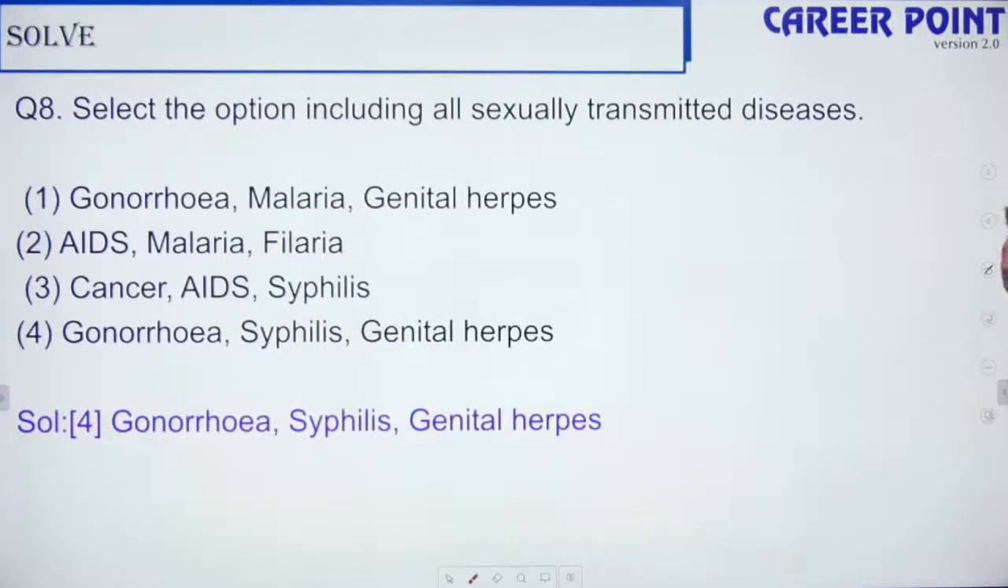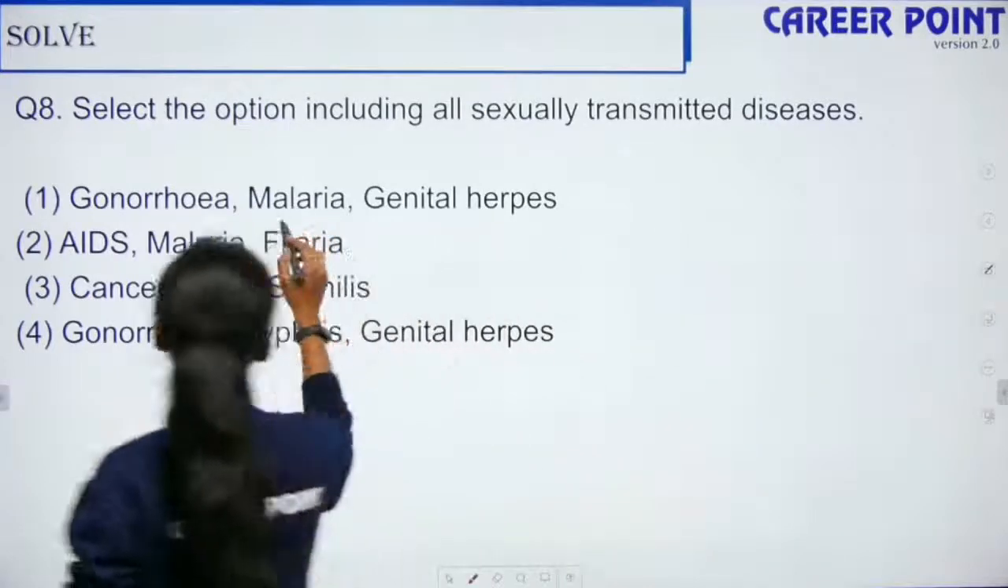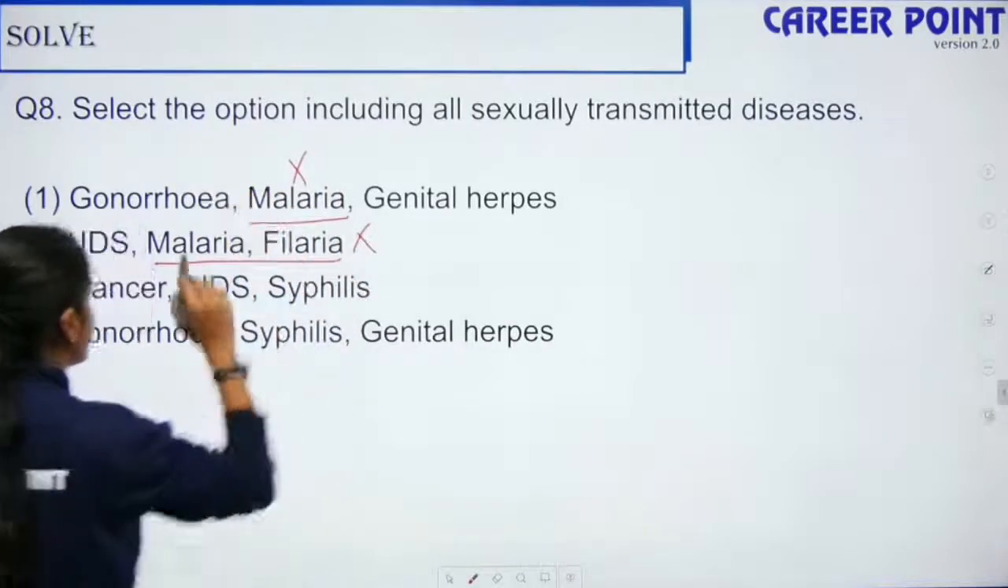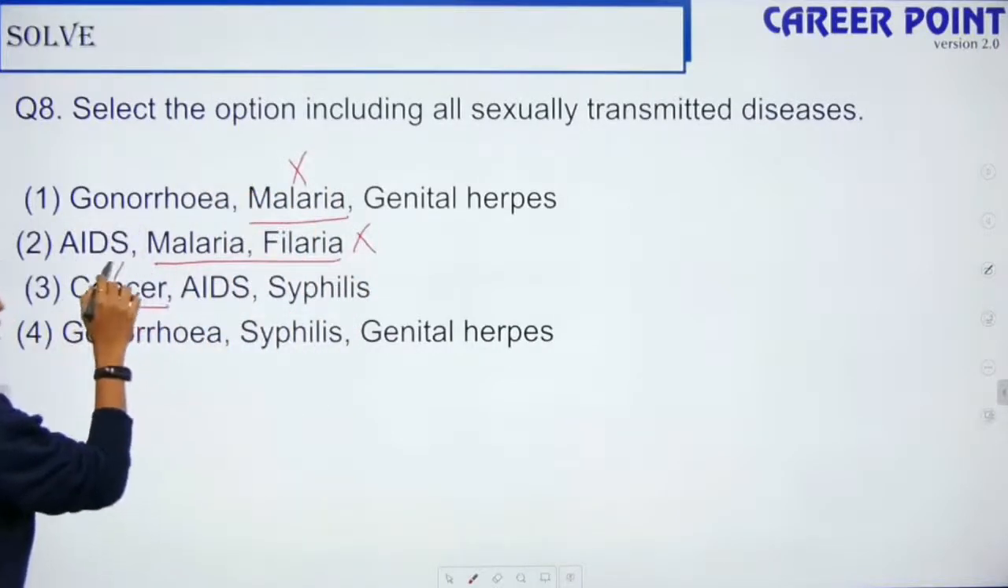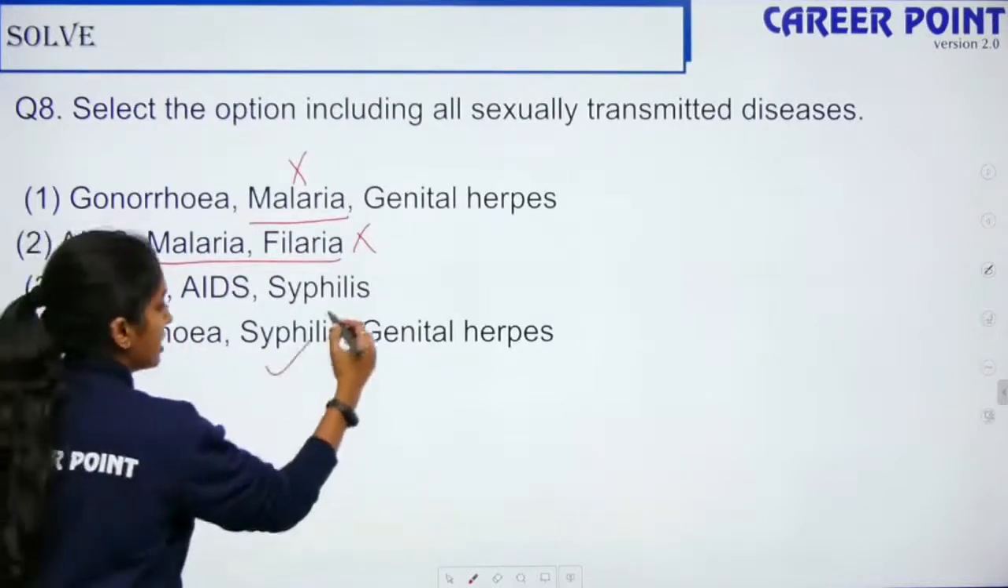I'm sorry, I gave the answer. It's pretty easy, right? Malaria is not genetically transmitted. Malaria and filaria are also not genetically transmitted. Cancer is not genetically transmitted, so it's sexually transmitted. So only this is the answer.